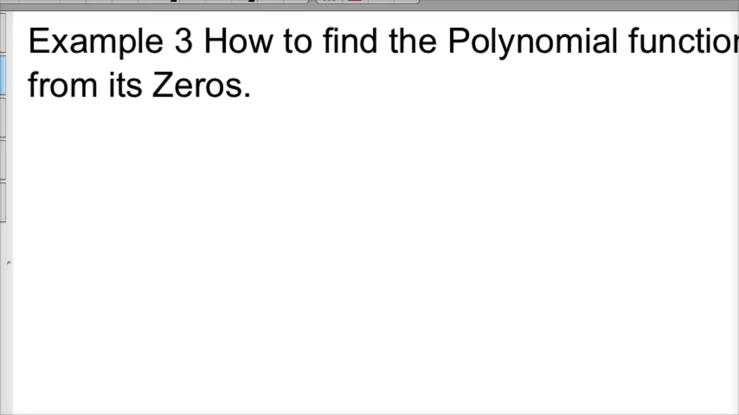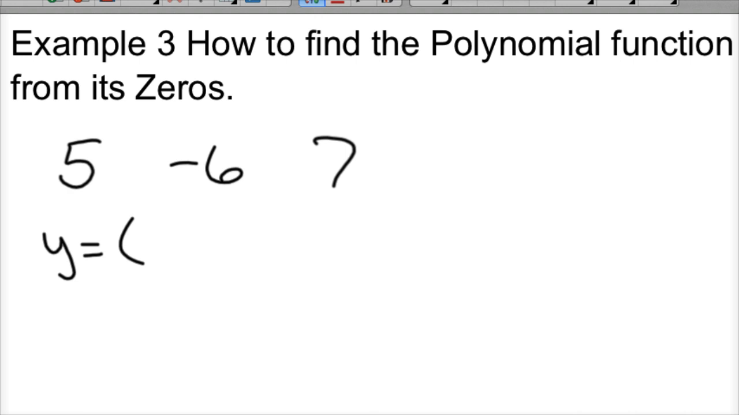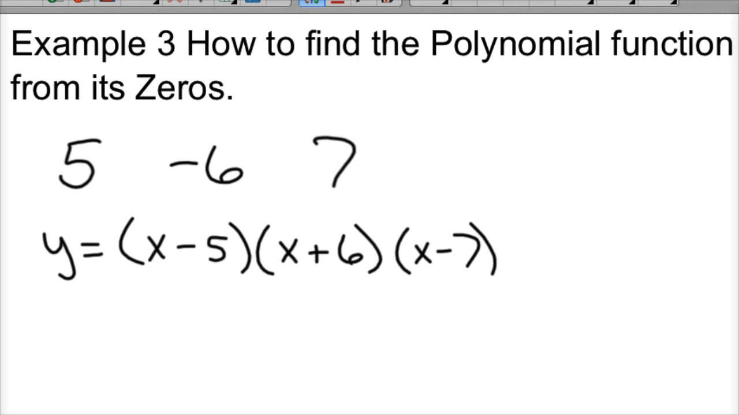So let's say we want to find a polynomial function from its zeros. So let's say I gave you maybe 5, -6, and 7 were the zeros of this polynomial function. That's where it crossed the x-intercept, or the x-axis. So since those are zeros, by the linear factor model, we know the function would look like this: x minus 5, x plus 6, and x minus 7. So that is the polynomial.